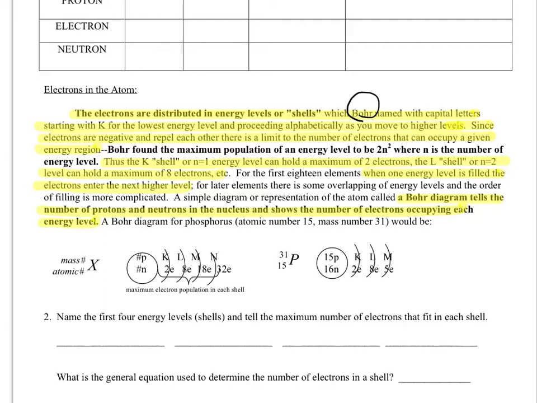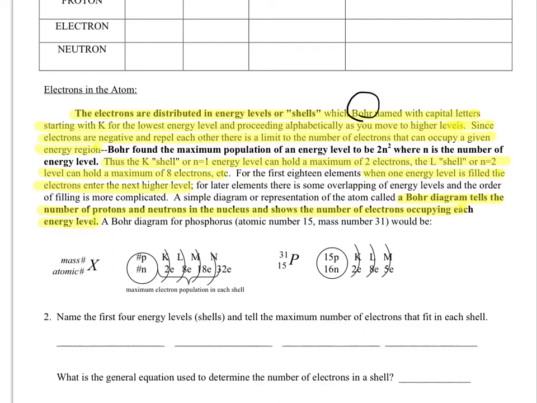Okay, so this guy Bohr, who hopefully sounds familiar to you from your atomic timeline project, came up with this idea that we could represent each one of these energy levels with capital letters. He started with K. I have no idea why. That was the lowest energy level, so that's the energy level that's closest to the nucleus. And then he went alphabetically from there, L, M, N, so on and so forth.